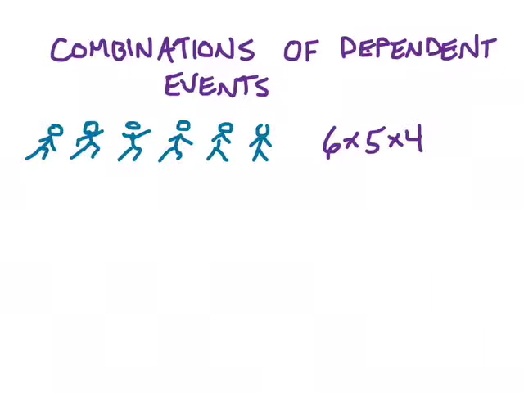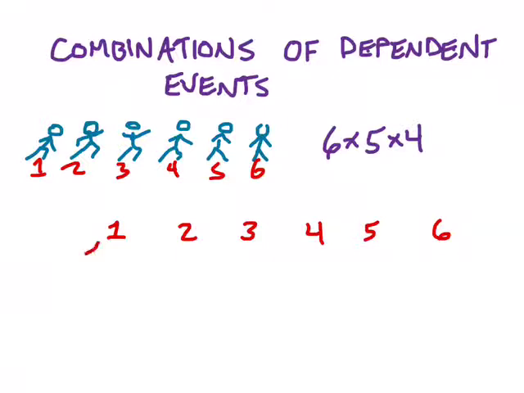And you, again, just think about what can happen. Well, if I give these people numbers or letters, it doesn't really matter. Person 1 could come in first, 2, 3, 4, 5, or person 6 could come in first. And that's the first layer of my tree diagram. From there, if I imagine that person 1 came in first, there's 5 remaining people who could have come in second. So person 1 could have come in first, person 2, 3, 4, 5, or 6 could have come in second.